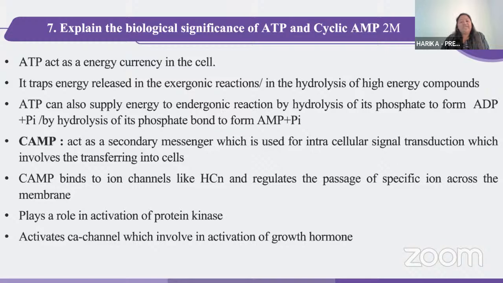Explain the biological significance of ATP and cyclic AMP. Can you just write down the full forms of ATP and cyclic AMP? Anyone? Okay. ATP is adenosine triphosphate and cyclic AMP is cyclic adenosine monophosphate.